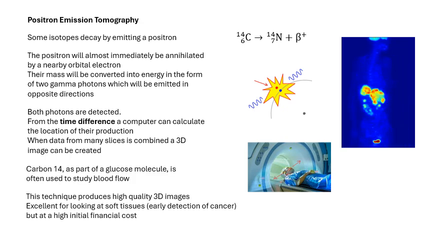Carbon-14 I mentioned, that can be part of a glucose molecule, and then parts of the body where there's lots of respiration happening, or to look at blood flow. This technique produces high quality 3D images. It's very, very good for looking at soft tissues, apparently early detection of cancer, but the machines do cost a lot of money, so there's a high initial financial cost.